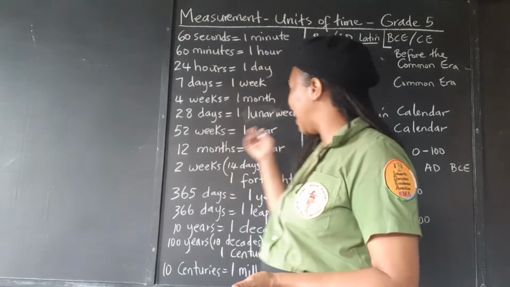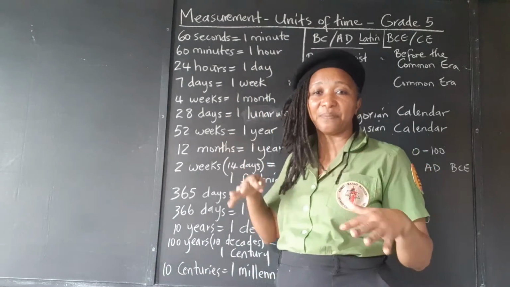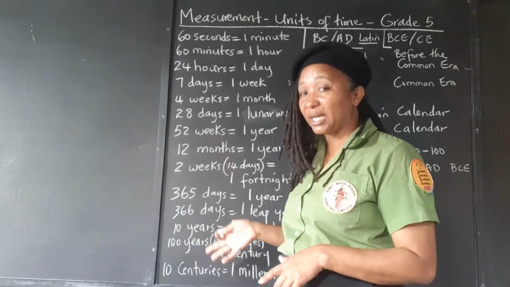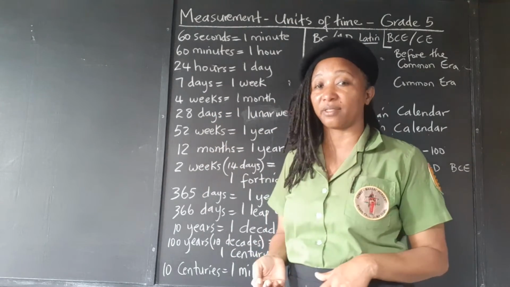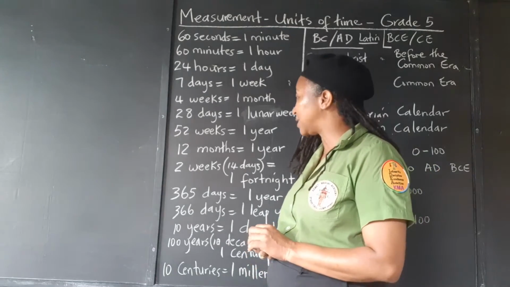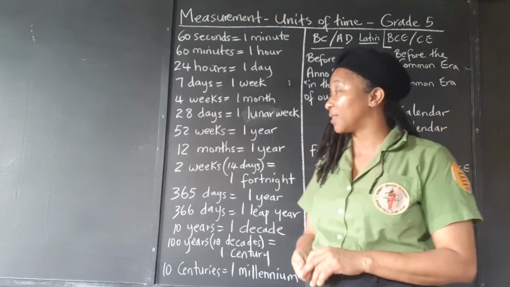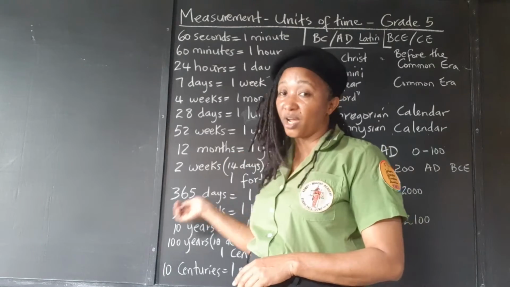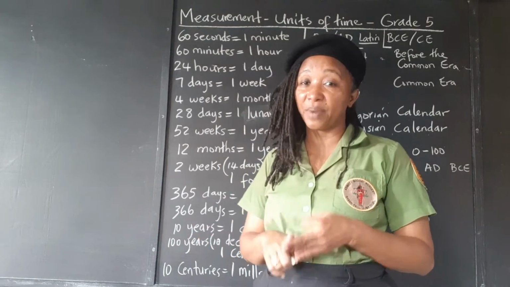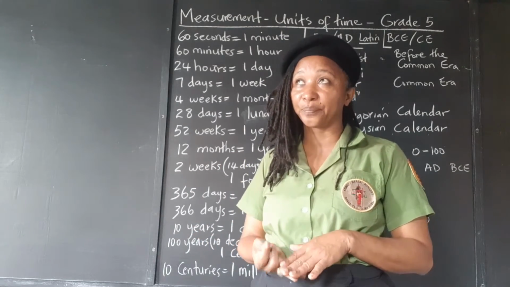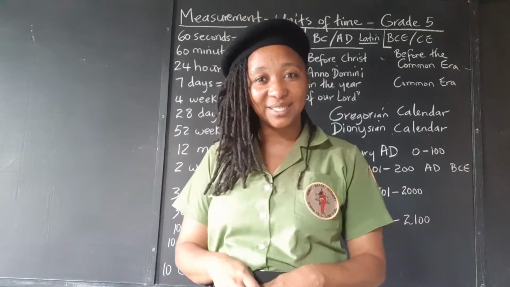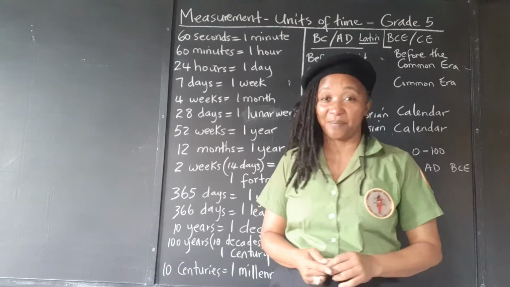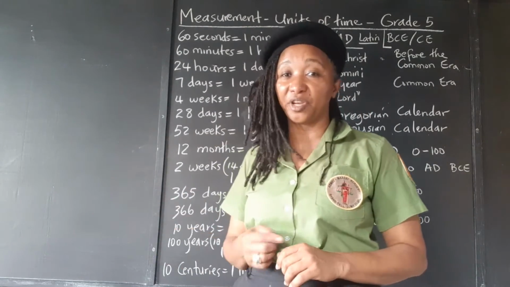So this is not exact, it's just an estimation, right? Typically, 4 weeks in a month, 28 days in one lunar month. 52 weeks in 1 year, 12 months in 1 year. So January, February, March, April, May, June, July, August, September, October, November, December. I remember my months. 12 months in any given year.